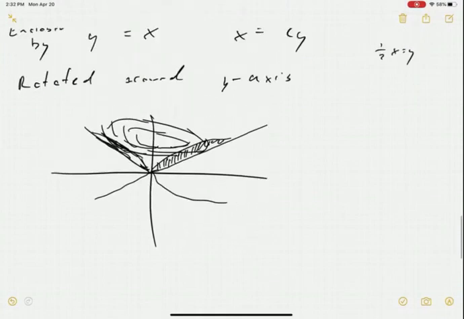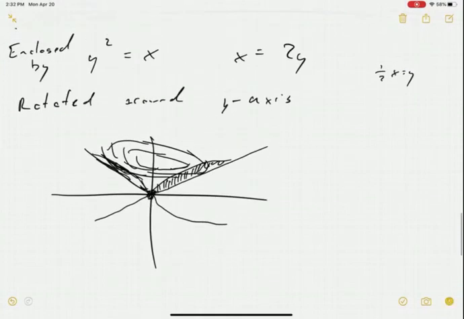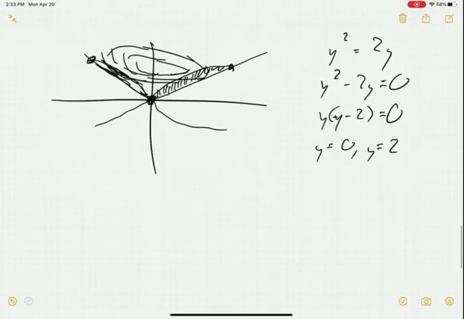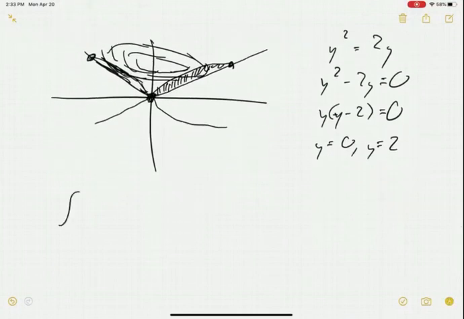All right. So again, let's find where our curves intersect. That's always going to be part of our problem. How do I do that? I set y squared equal to 2y and solve. I bring everything over to one side. This has solutions y equals 0, y equals 2. Okay, so those are going to be my bounds of integration.